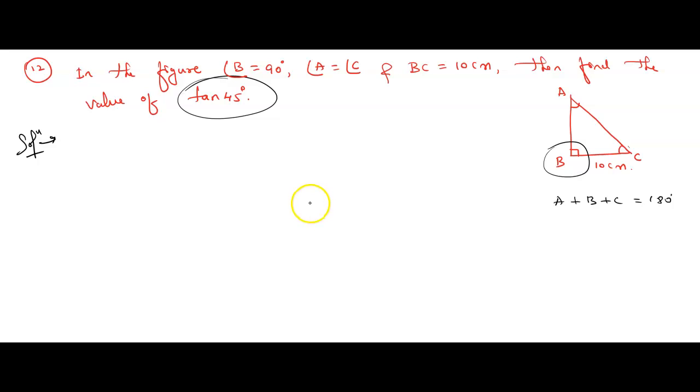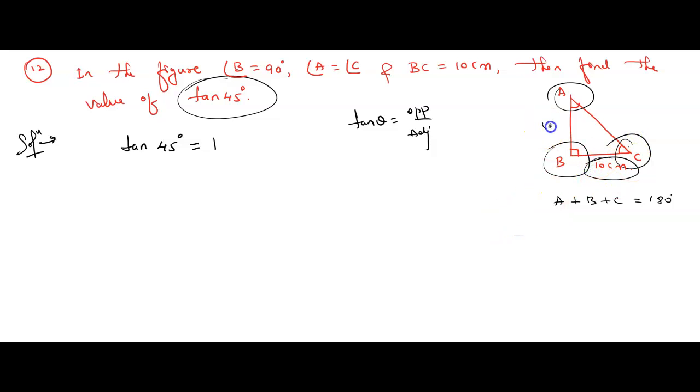So what is tan 45? Tan 45 is nothing but 1. Correct, no children? You have seen the trigonometric standard angles table. Tan 45 is 1. See, one more thing, one more logic. Tan theta is equal to opposite by adjacent. He is saying that angle A and angle C both are equal. Then if this is 10 centimeters, then this also will be 10 centimeters. Understood? So opposite value and adjacent value both will be the same.